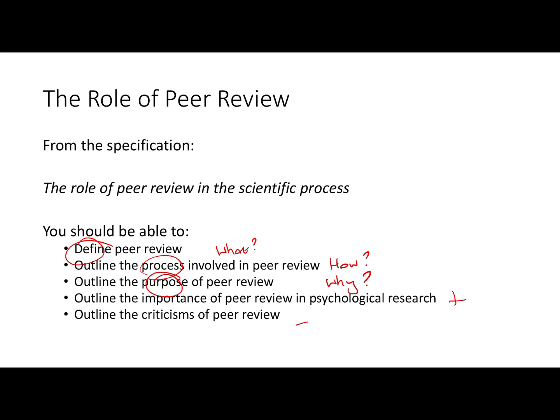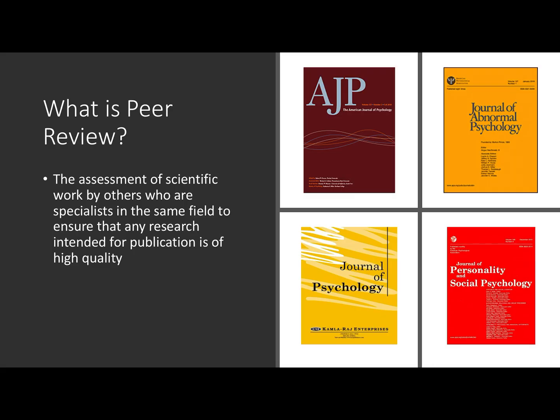So why is peer review really important in psychological research and in science in general, and the criticisms of peer review also. So let's start with what is peer review. Peer review by definition is the assessment of scientific work by others who are specialists in the same field to ensure that research intended for publication is of high quality. So peer review takes place before a study is published.